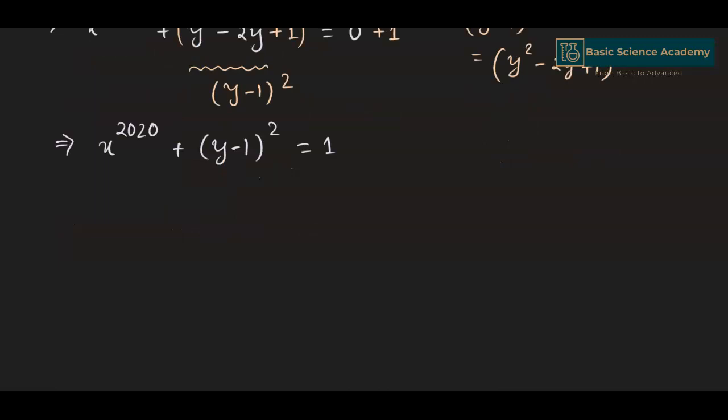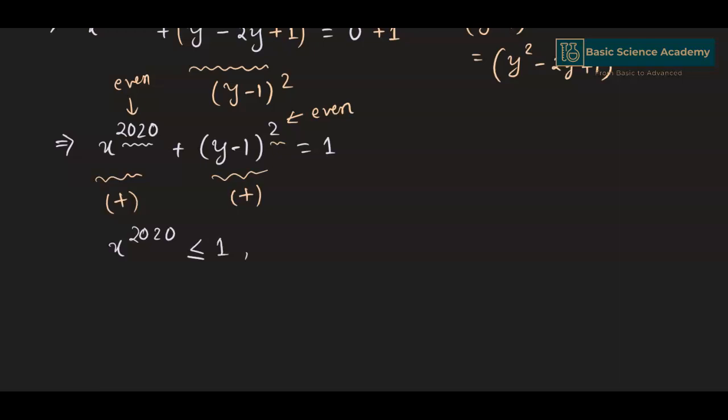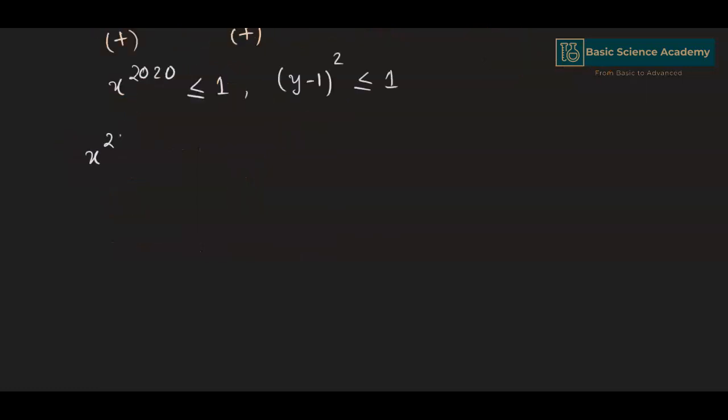Since both 2020 and 2 are even numbers, both these terms are non-negative. Hence, both of these terms are less than or equal to 1. x to the power of 2020 is less than or equal to 1. Also, (y minus 1) whole squared is less than or equal to 1. For x to the power of 2020 less than or equal to 1 and x belonging to the integers, we only have to consider the integer values of x.